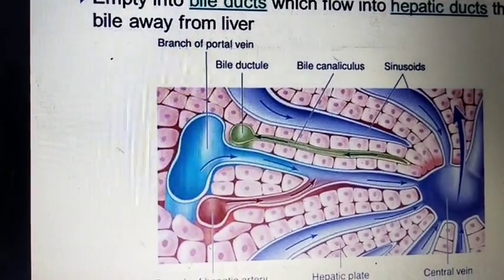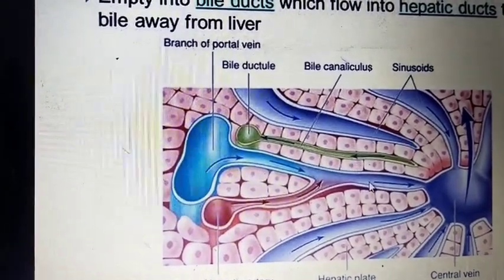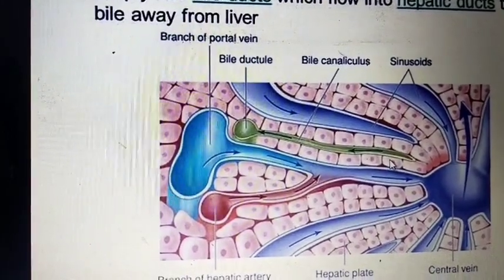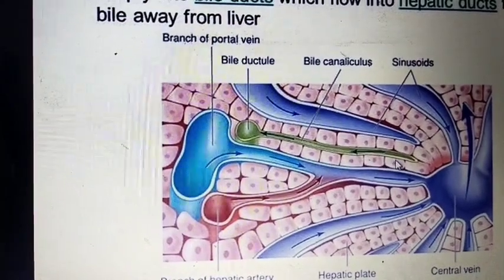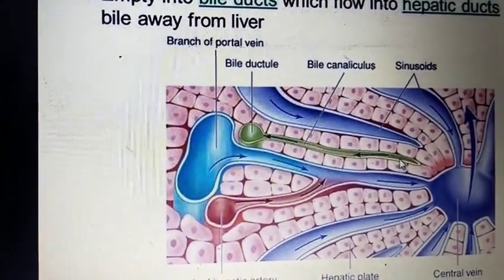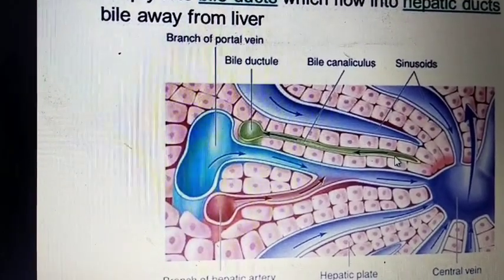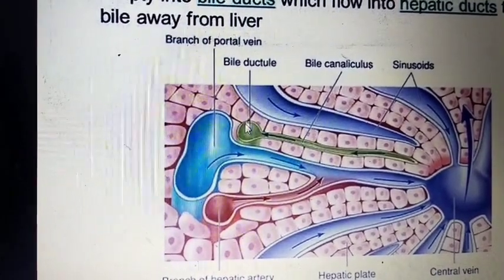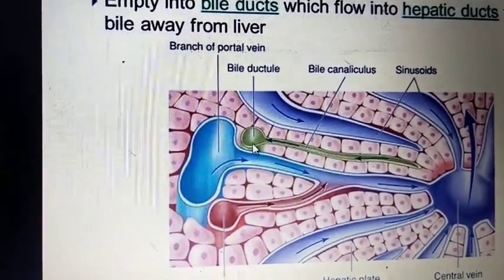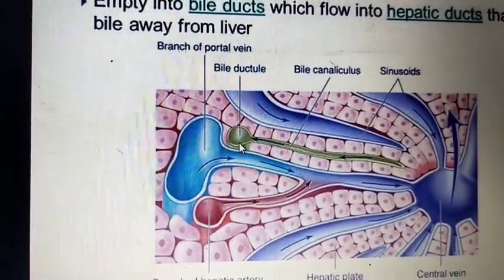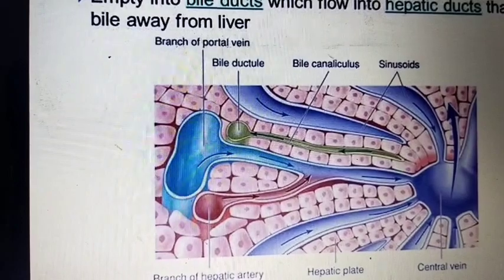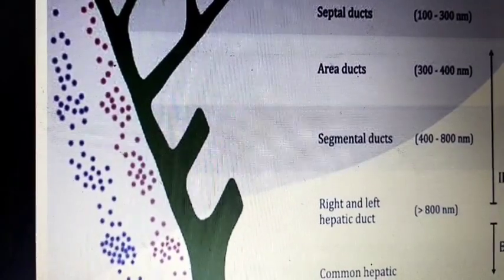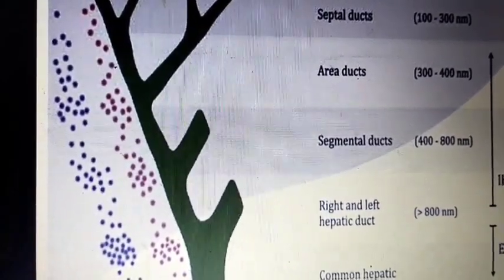You can see here these are the hepatocytes. These drain the bile from the canaliculi. Bile is secreted by the hepatocytes and is drained by the bile canaliculi that are connected here. These bile canaliculi join together and form what? Bile ductules or ducts. These join together and form the lobular ductules, and these lobular ductules join together to form the septal ducts, and the septal ducts join together to form the area ducts and segmental ductules.